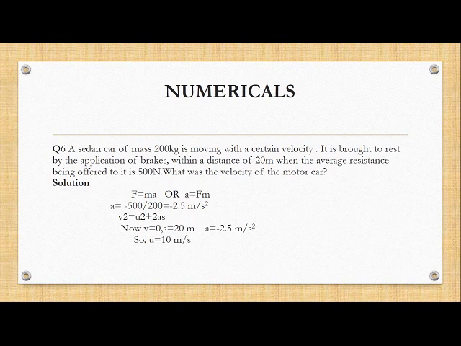Now you may ask me, ma'am, why we cannot use here the second equation s is equal to ut plus half at square? Okay, because, children, in this particular example time is not given. That is what I am asking: you have to read the numerical thoroughly, read it two times, three times, then start writing what is given and what is to be found. Once you understand all those things, automatically you will understand which formula needs to be used.